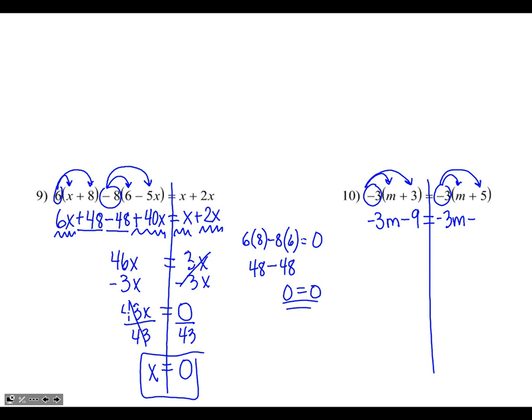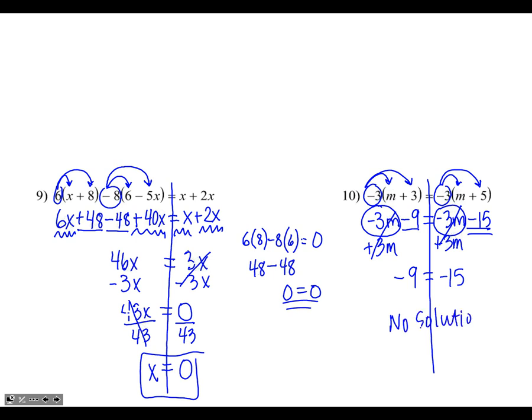Negative times positive is negative. 3 times 5 is 15. I see what's going to happen here. I got variable terms that are the same, constant terms that are different. Watch what happens. If I get rid of one of these variable terms, they both go away, and I'm left with negative 9 equals negative 15, which no it doesn't, never will. It's false, which means there's no solution to this. It's never going to work.